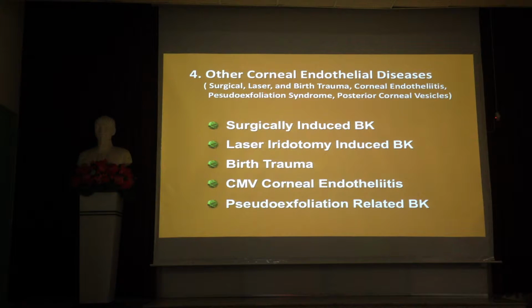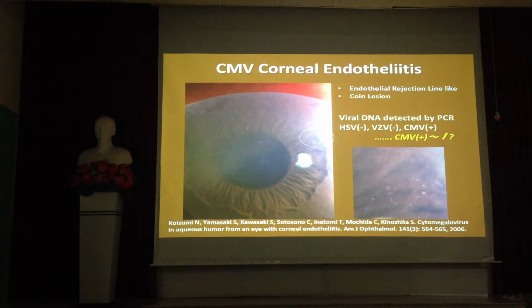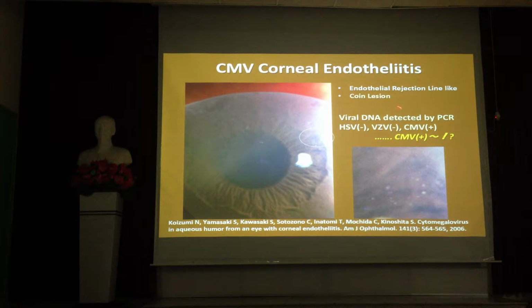Well, CMV corneal endotheliitis. That could be seen not only in Japan but also in Singapore. Also, Professor Tan, I think, described the presence of cytomegalovirus infection. So we expect this cytomegalovirus infection could occur in Asian countries, including Vietnam. So that's what I'd like to show you. So this is the kind of endothelial type, the rejection-type line, or these coin lesions.